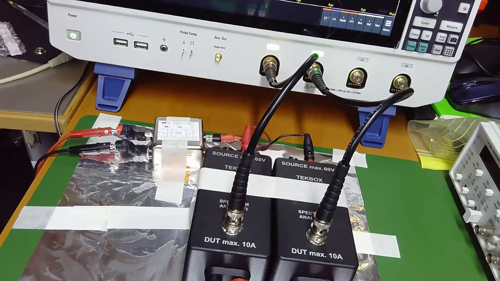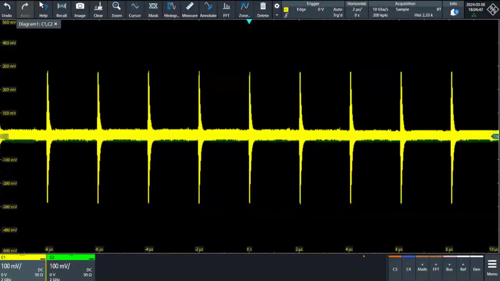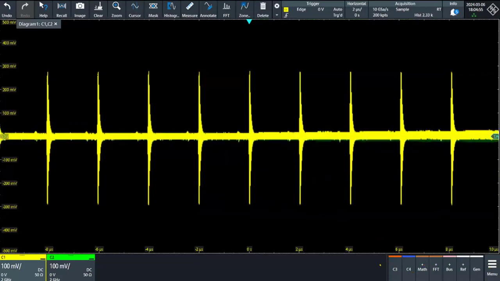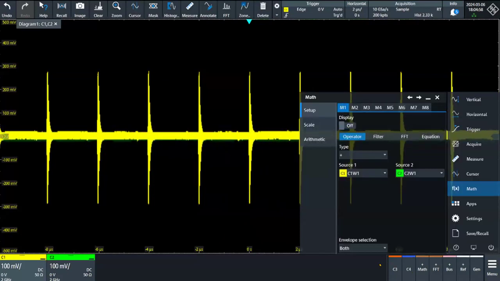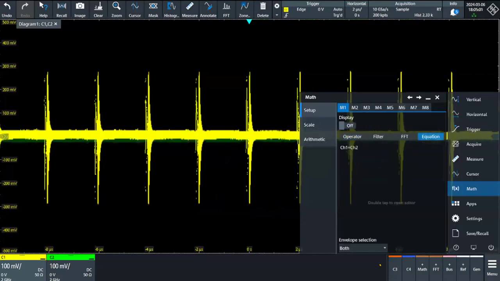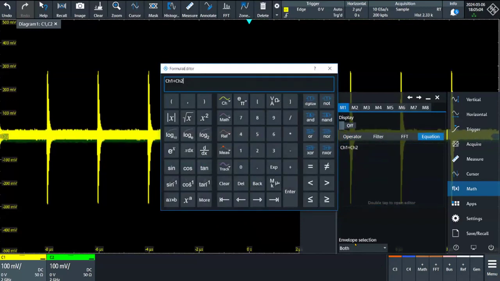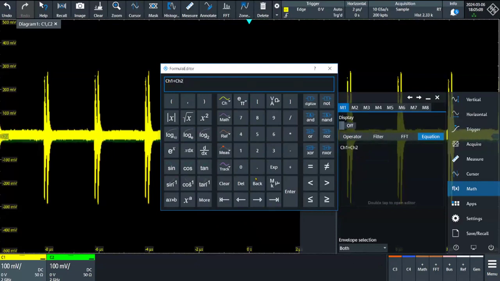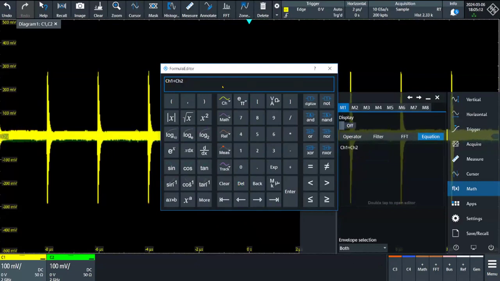So what I am going to do is to go in the oscilloscope, and I'm going to create a new function. It's in the math function. Let me go to the math function. I'm going to work with the equation option, and then you can introduce channel number 1. Let me remove all. Let me try to do this here. Channel 1 plus channel 2 divided by 2.